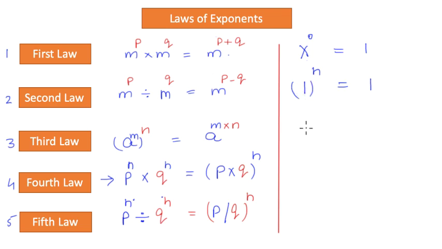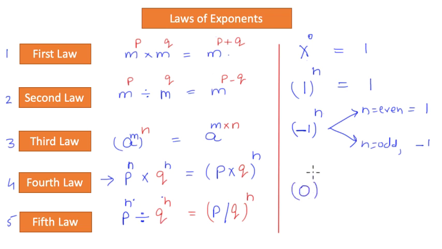Another quick trick to remember is when you take negative 1 and raise it to the power n, it can result in two outcomes. If n is even, the result will always be 1. If n is odd, the result will always be negative 1. If you take the number 0 and raise it to any power, it will always remain 0.